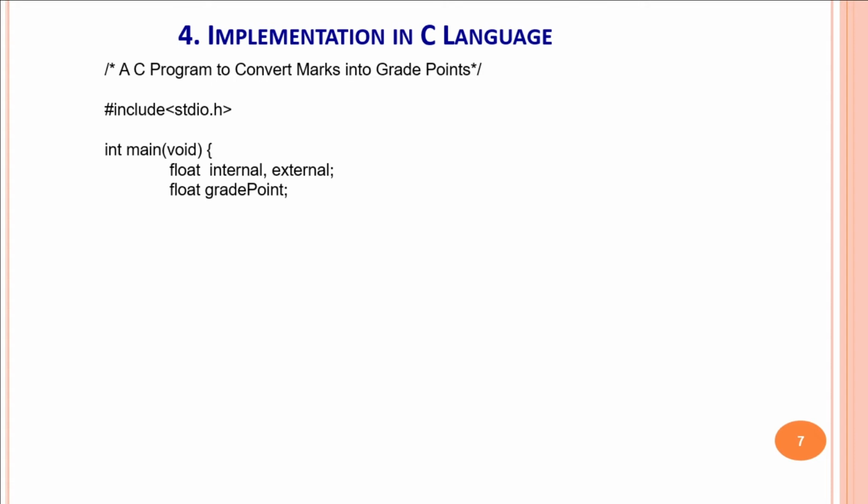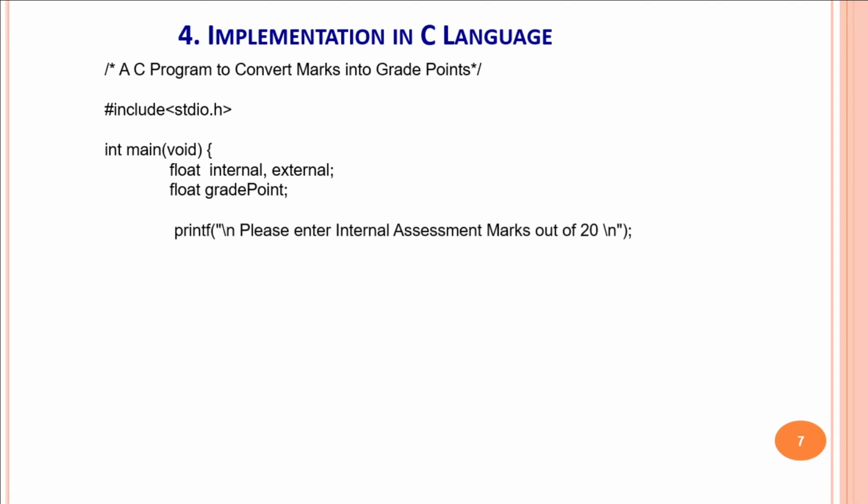Two variables we are declaring of float data type. One is known as internal, which is going to take internal marks from the user. External is going to store exam marks. The third variable we are defining here is float, and the name of the variable is grade point. So three variables, three identifiers, internal, external and grade point, are defined to the C language program.